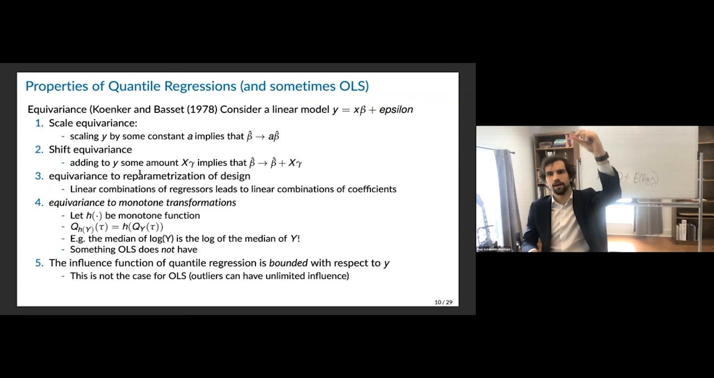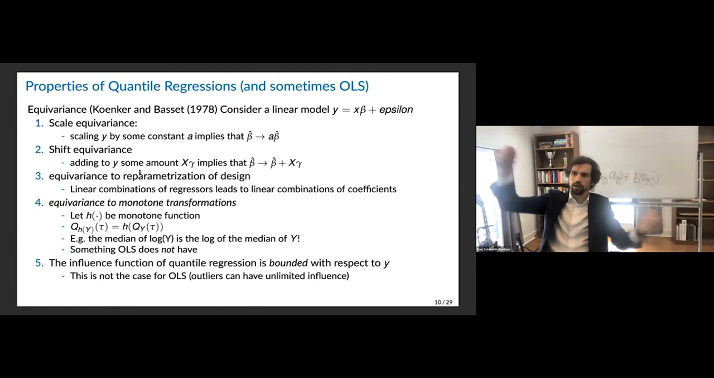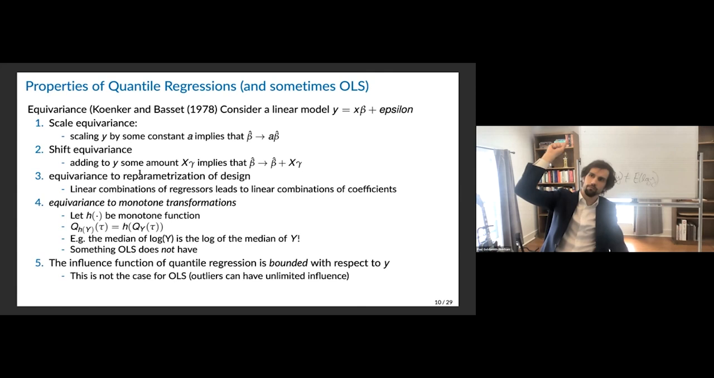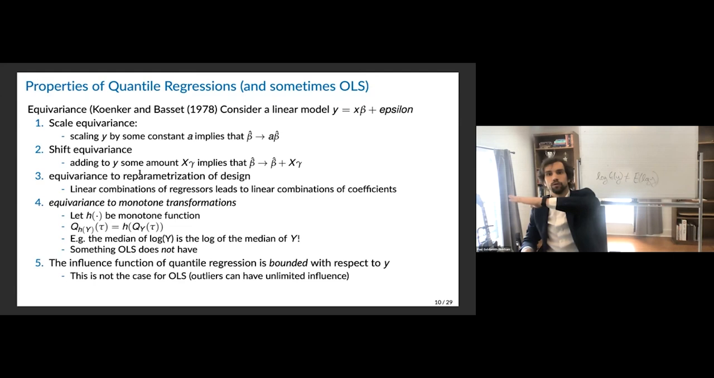Say I have some scatter plot and I plot the line of best fit using OLS, and then I take one of the data points and keep shifting it upwards. OLS would continue to follow that point all the way up. You could take it all the way to infinity, in the limit. That's because it's forced to by the fact that it's a squared loss function. It's always trying to minimize these big errors.